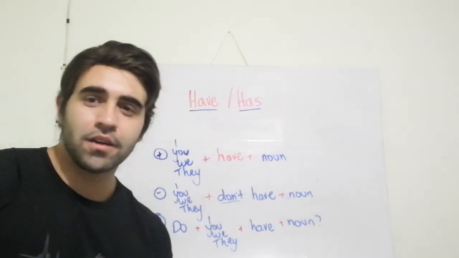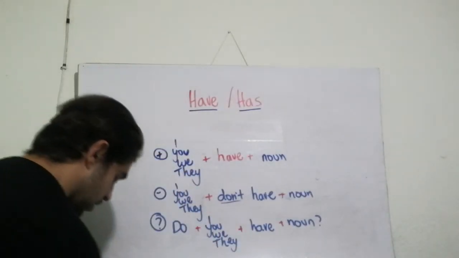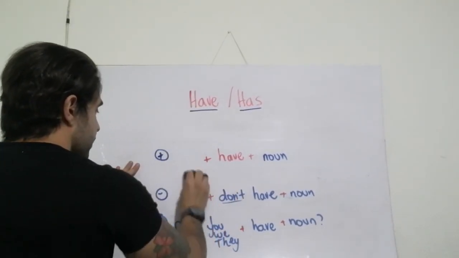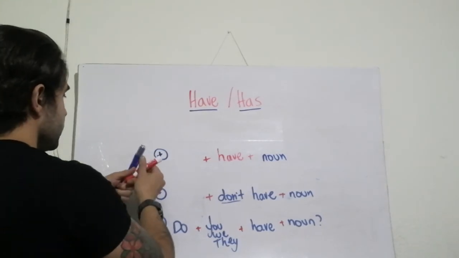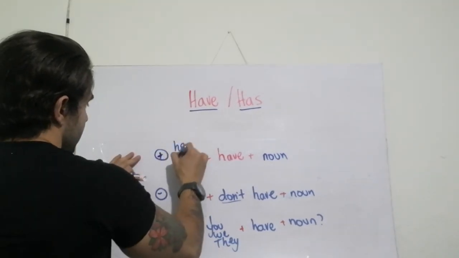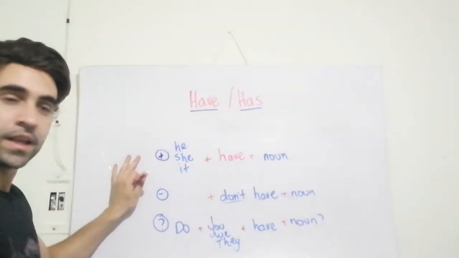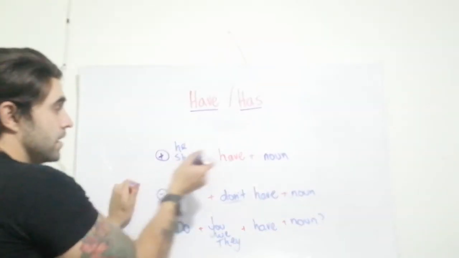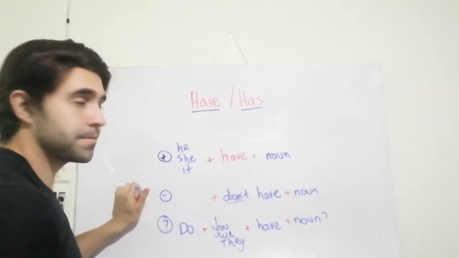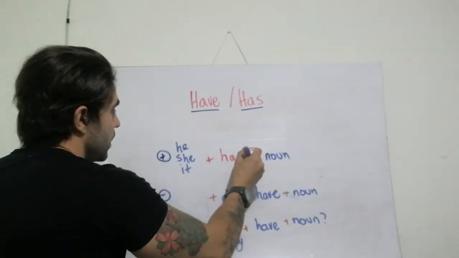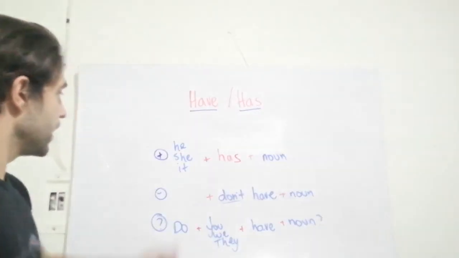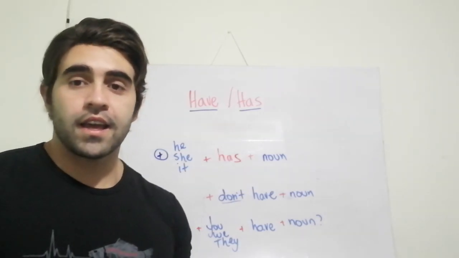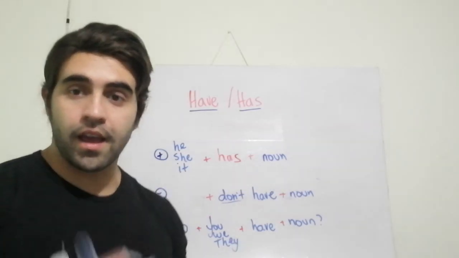Now let's talk about third person. In this case, we are going to change this with a different subject. I'm going to use he, she, and it. But in this case, because it is he, she, and it, it's not possible to use the verb have. We have to use the verb has. So I say, he has a motorcycle, she has a car, it has a door, etc.